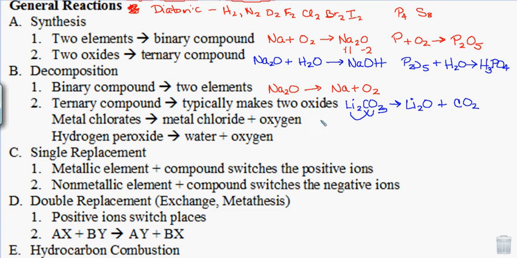There are some others that are unusual. One of those includes metal chlorates, so KClO3. Potassium is the metal, ClO3 is the chlorate. When these decompose, you're going to take the metal and you're going to join it with the chloride ion. K is +1 and Cl is -1. You're also going to make oxygen as an element.